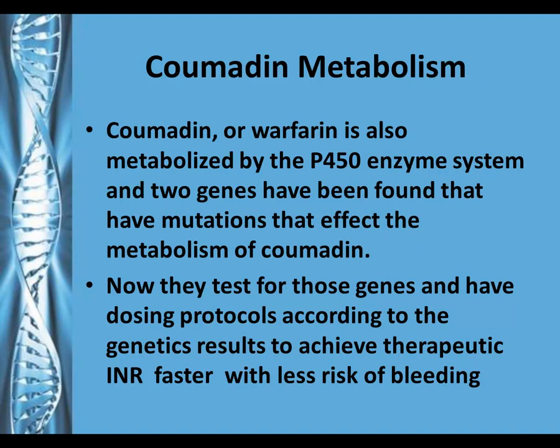So one thing we also need to understand is Coumadin metabolism. Coumadin or warfarin is also one of those drugs that's metabolized by the 450 enzyme system. There have been two genes found that have mutations that can affect the metabolism of Coumadin. So now we can test people to see if they have these genes, and therefore we can put them on a dosing protocol as a result of these genetic results, and it will help us achieve those therapeutic INRs faster with less risk of bleeding.